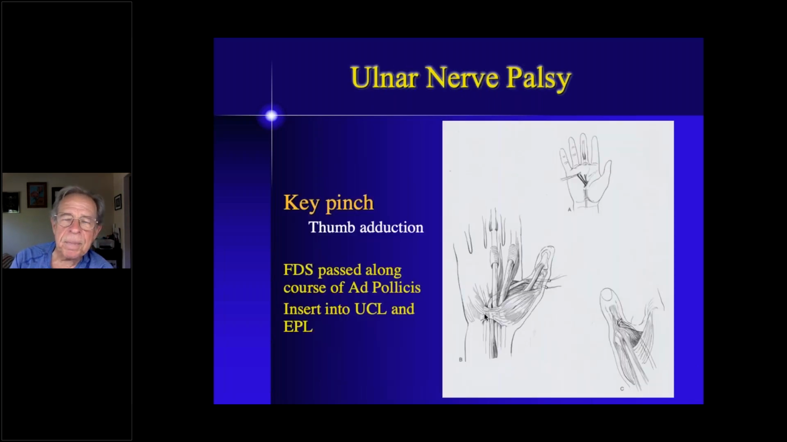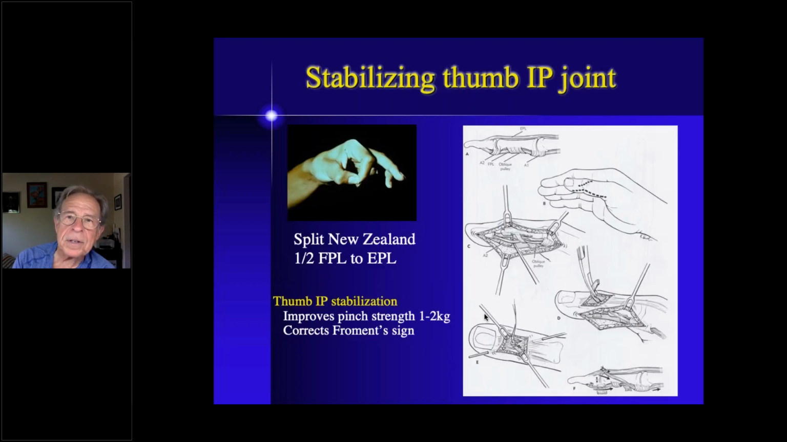For key pinch, to improve thumb adduction, I preferred taking another FDS and passing this transfer along the course of the adductor pollicis. So the transfer parallels the adductor pollicis muscle and inserts half into the ulnar collateral ligament and half into the extensor pollicis longus.